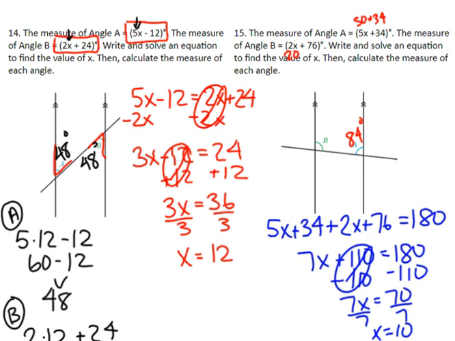2 times 10 is 20. And 20 plus 76 is 96. And then we can just do a quick check. 96 plus 84 does in fact equal 180, which is what it was supposed to equal.